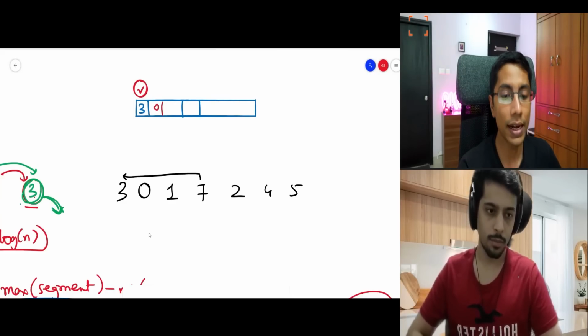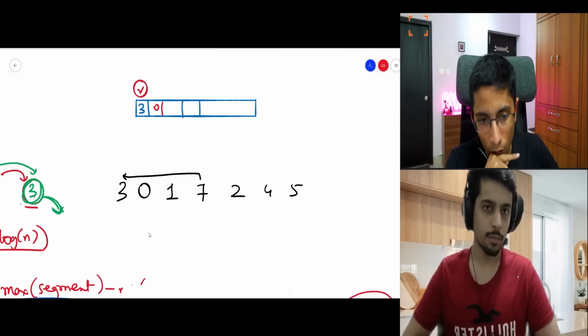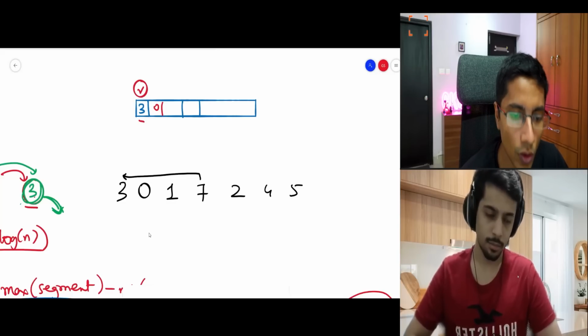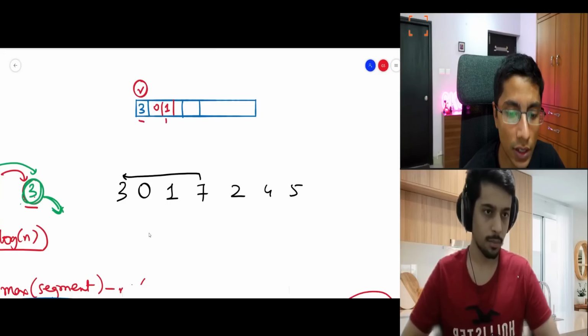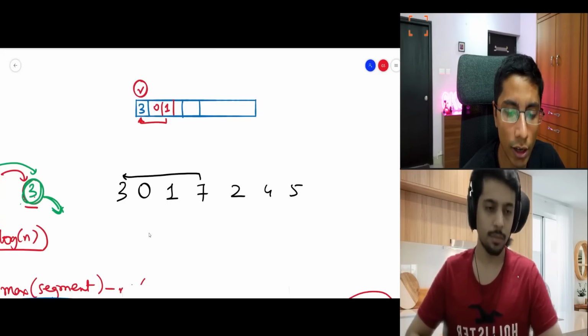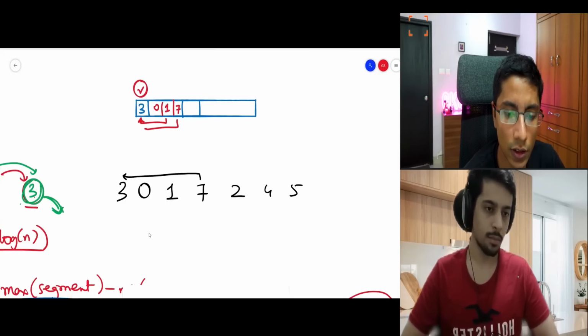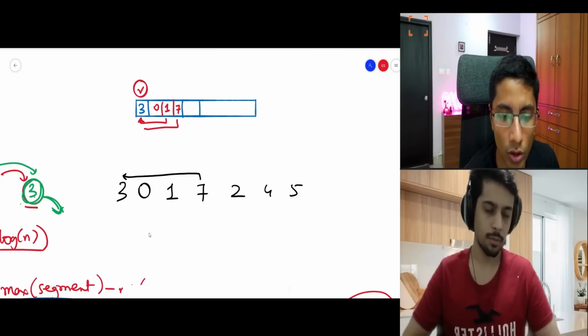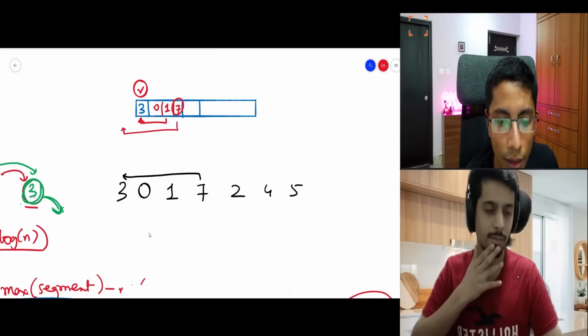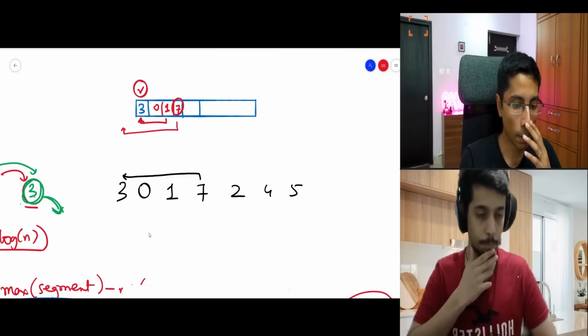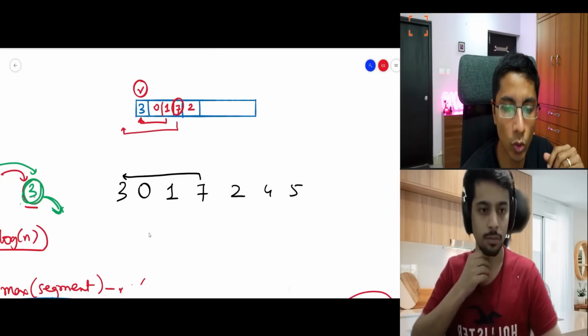Which element is greater than me and to the left? 3. Okay. What about 1? Greater than me and to the left is still 3. Yeah. 7 is still 3. No, actually you're not greater than me. So actually I have to go all the way to the left here, and I become the greatest now. Okay. And similarly 2, you become the greatest.